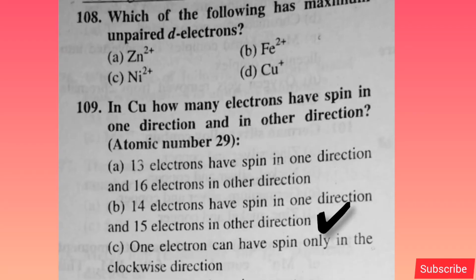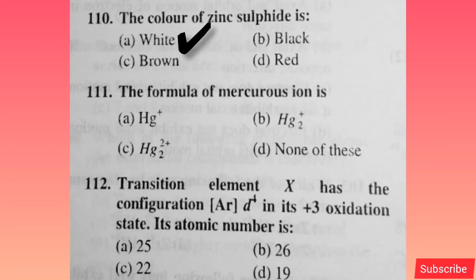Option B is correct. The color of zinc sulfide is white. Option A is correct. The formula of mercurous ion is. Option C is correct. Transition element X has configuration this in its +3 oxidation state. Its atomic number is 25.